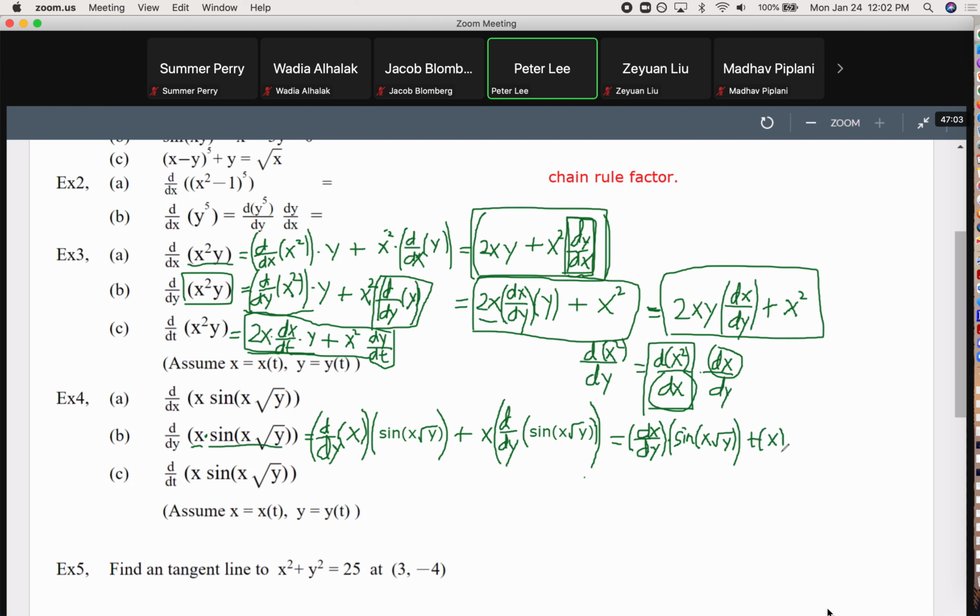And now we have to take the derivative of the sine of x squared y. How do we do this now? Here, what I'm going to do is look at this part right here. Let's look at this part. What is that? And then it should be over here. Okay, that goes right there. x times that. Okay, so x times that.